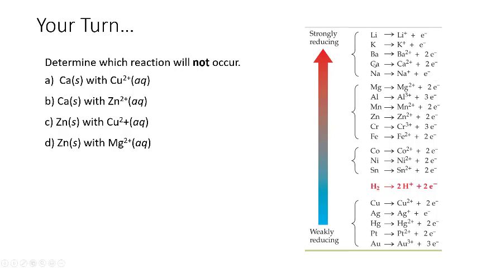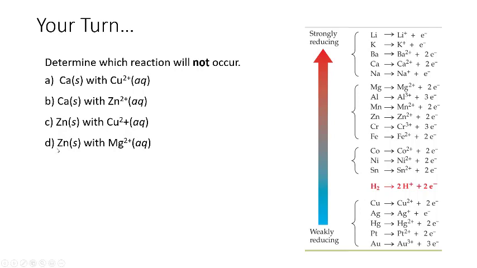Calcium and zinc. We see calcium up here and then zinc. Calcium is going to go solid from left to right. Zinc is going to go 2 plus from right to left. So calcium solid with zinc 2 plus is going to occur. C, zinc and copper. Zinc is higher, so we go left to right for zinc. Copper goes right to left because it's on the bottom. So we have zinc solid and copper 2 plus.